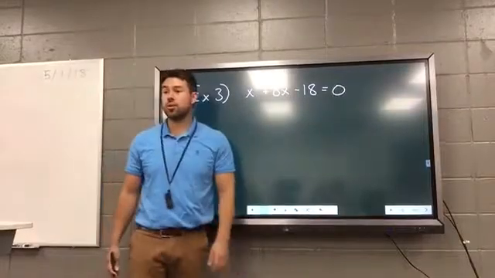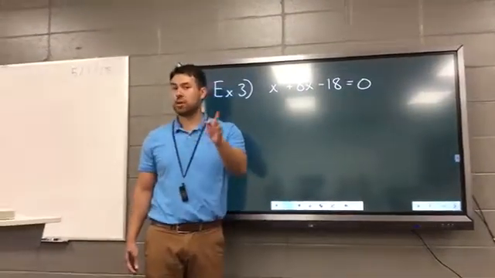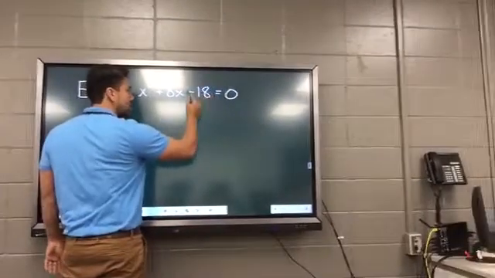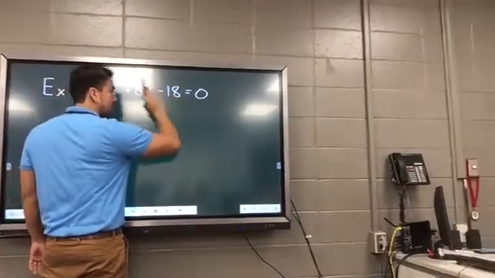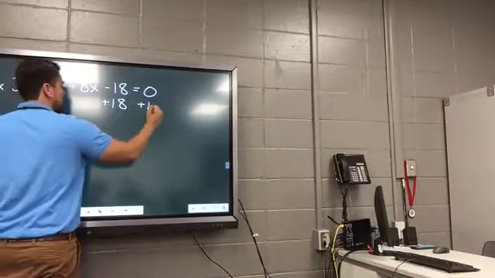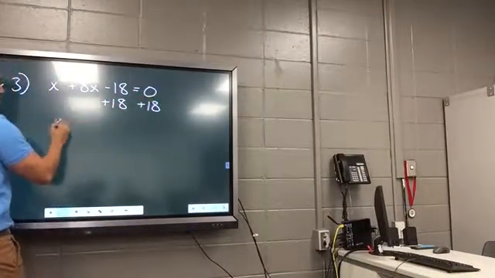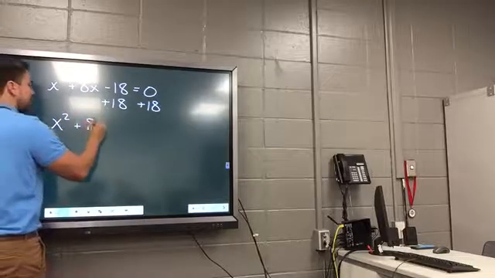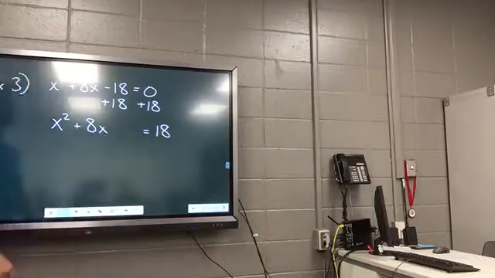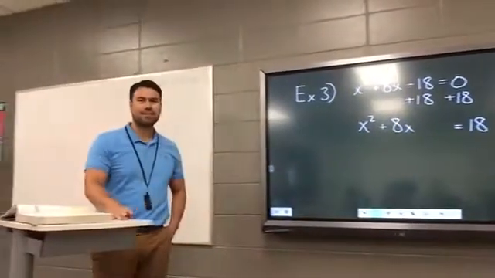So what I can do, though, is complete the square. This is what I'm going to do. I'm going to get rid of the constant, the one without a variable. How do I get rid of that 18? I'm going to add 18 to both sides. I'm going to get it over to the right side, and I'm left with x squared plus 8x blank equals 18.